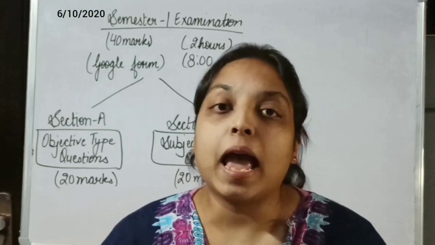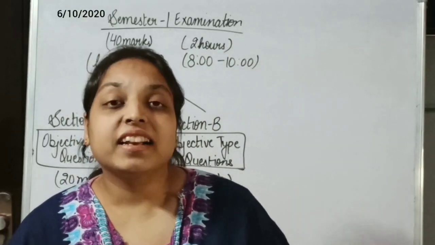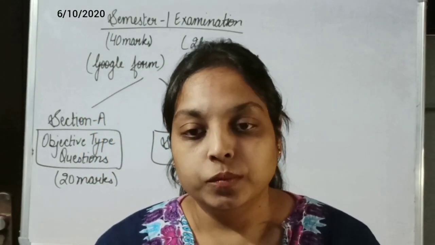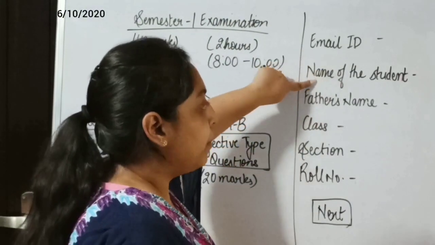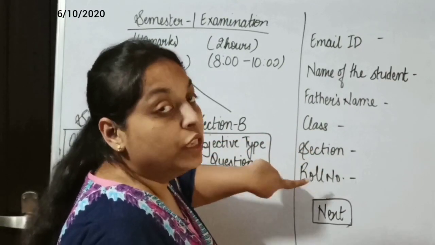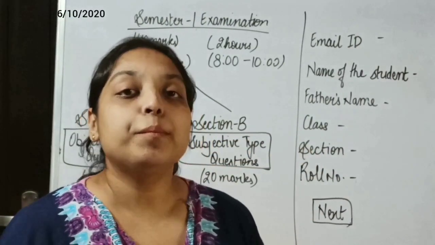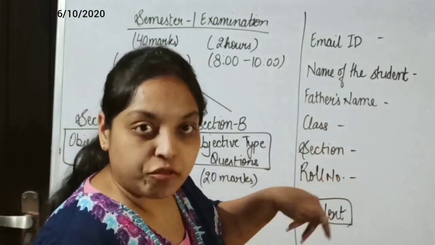And when you tap on it, a web page will open that consists of the information regarding you, such as email ID, name of the student, father's name, class, section, roll number. So first you will fill in all the information correctly and then press the next button that is given below these instructions.